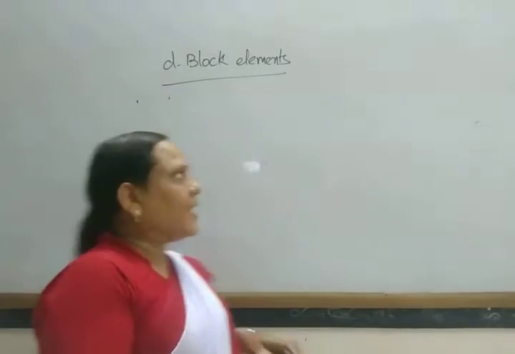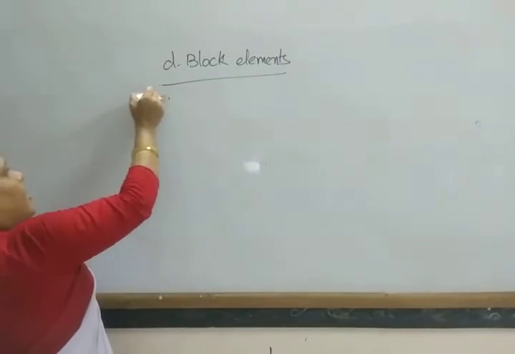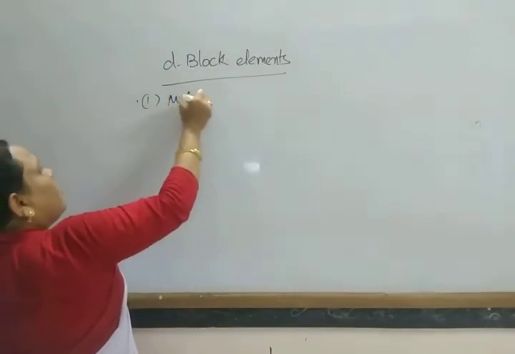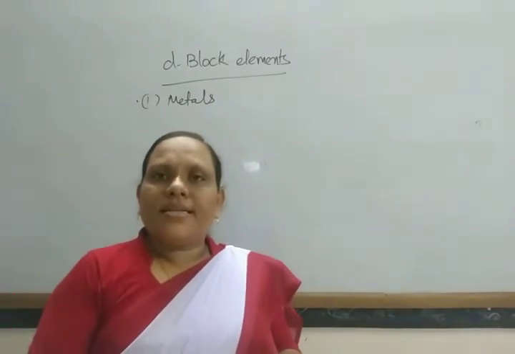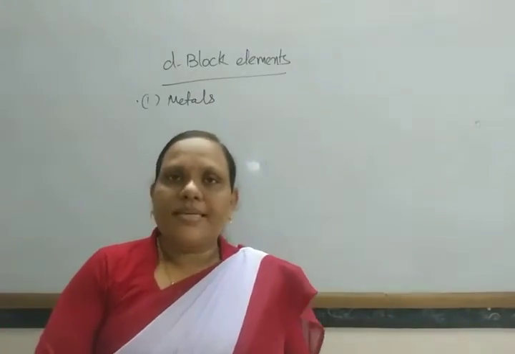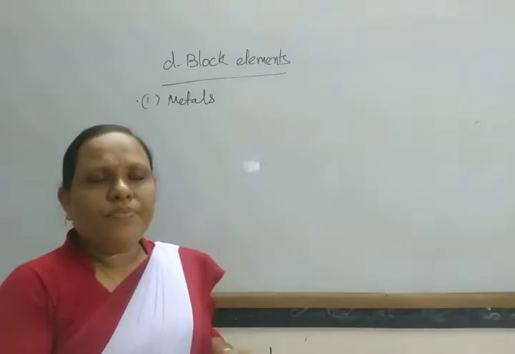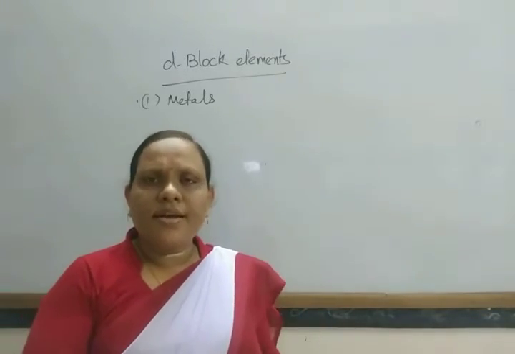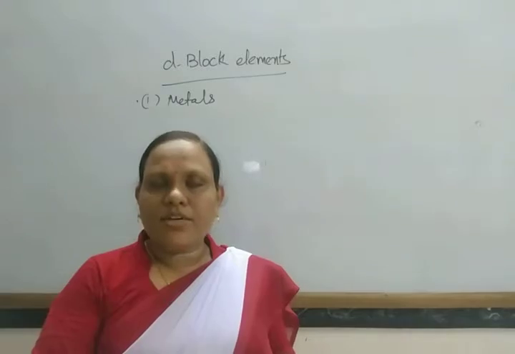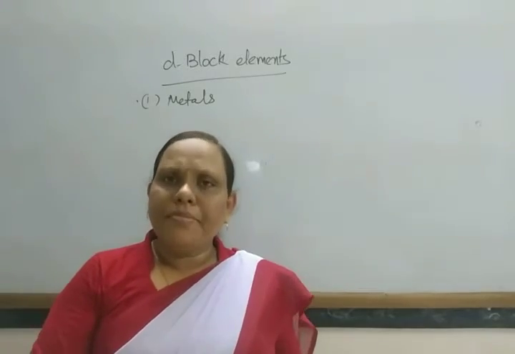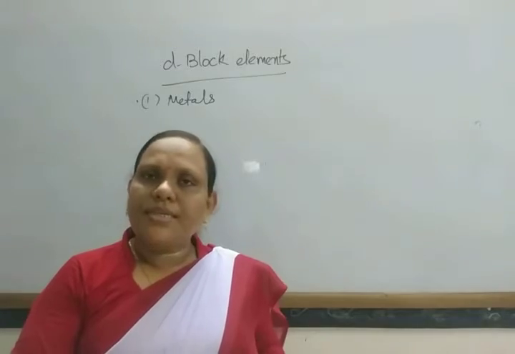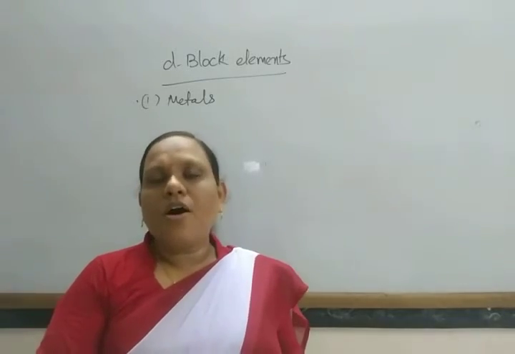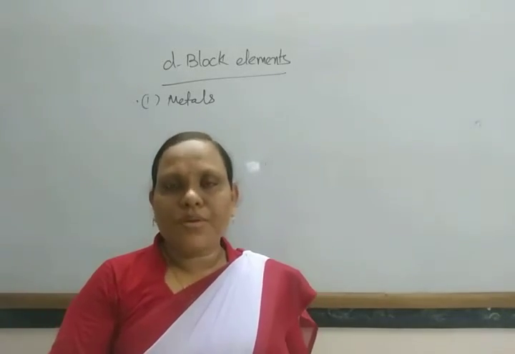So all the transition elements are generally metals. All these are named transition metals because all are in metallic form. They have simple cubic or hexagonal close-packed structure. In this way, they have high melting point and boiling point. Except mercury, which is a liquid at room temperature, all others are solids at room temperature.